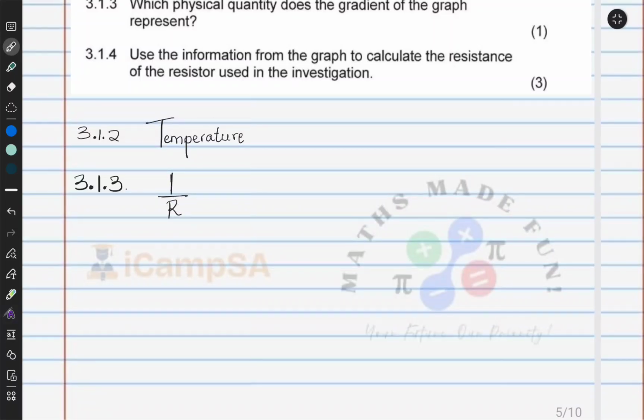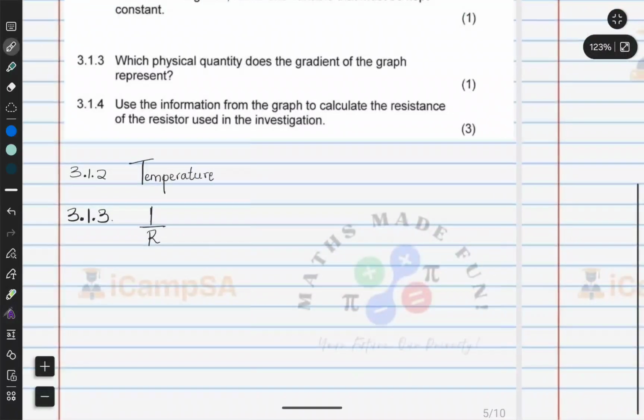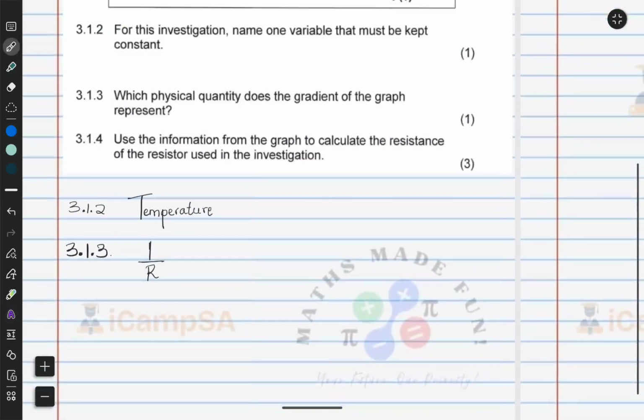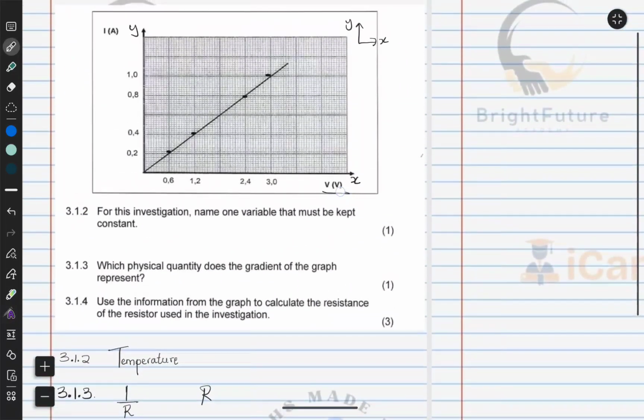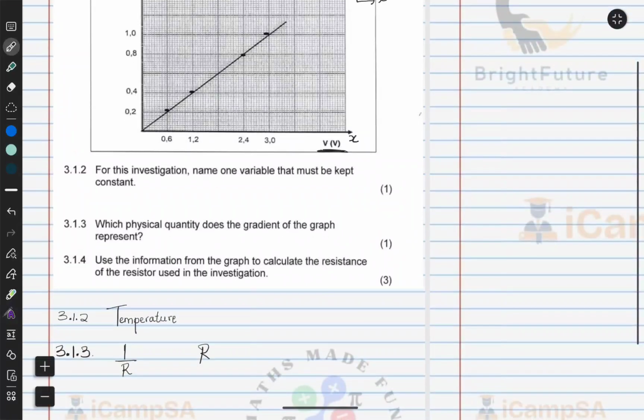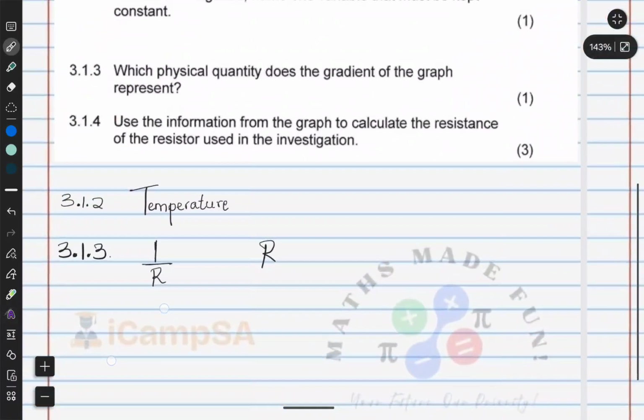So you can write it like this, and that's your answer, right? It's easy to be tricked into saying this was simply resistance. However, that would have been true if V was on the y-axis and our current I was on the x-axis. Then you could say that the answer is simply R. But in this case, you can't say that.